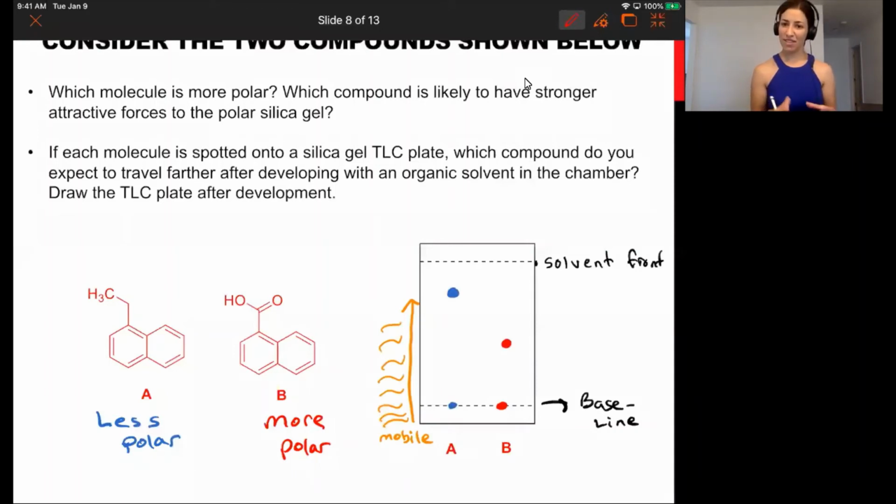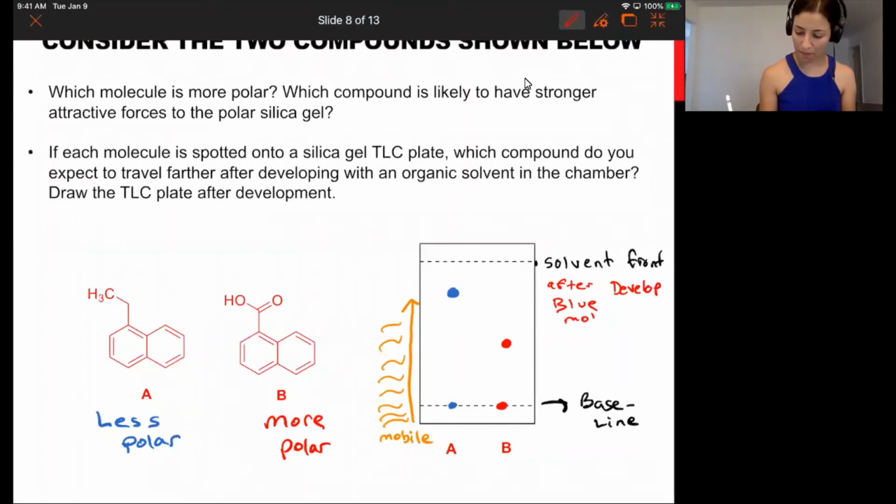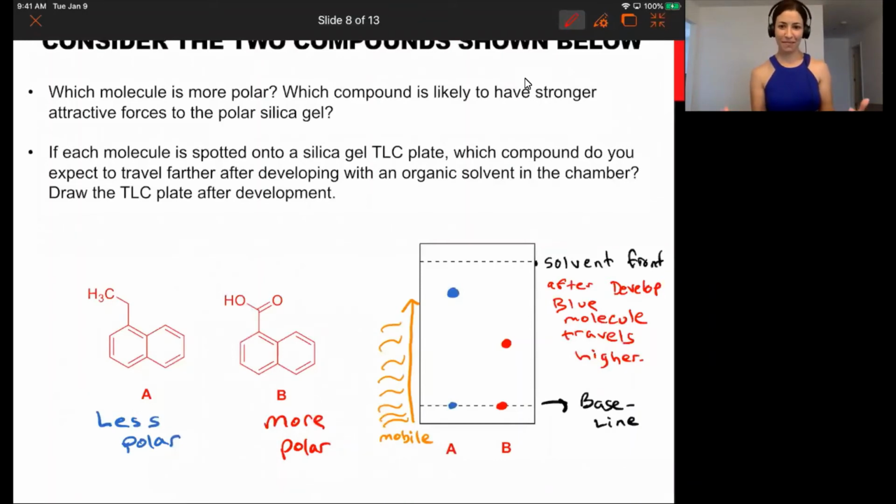And we said in the previous slide that the less polar molecule will adsorb less tightly to the polar silica gel surface. So after development, the blue molecule travels higher. Why? Because it's less polar. So this is an example of what we talked about on the previous slide, but now you can actually use your knowledge of functional groups to predict that traveling order for specific organic molecules.